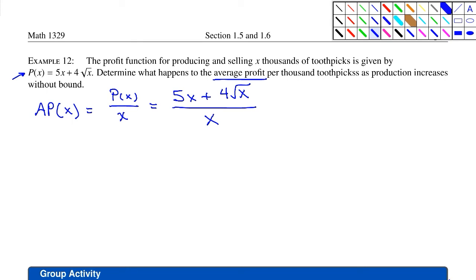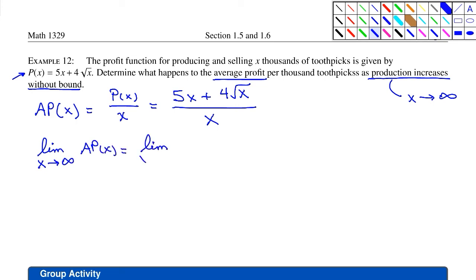And then we want to know what happens to the average profit as production increases without bound. That tells me to let x go toward infinity. So in order to do that, we need a limit. So the limit as x goes to infinity of the average profit function is the limit as x goes to infinity of 5x plus 4 square roots of x divided by x.